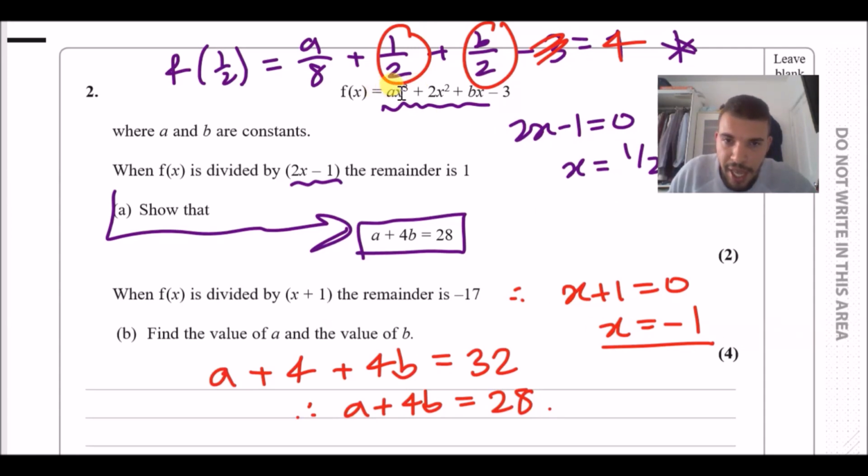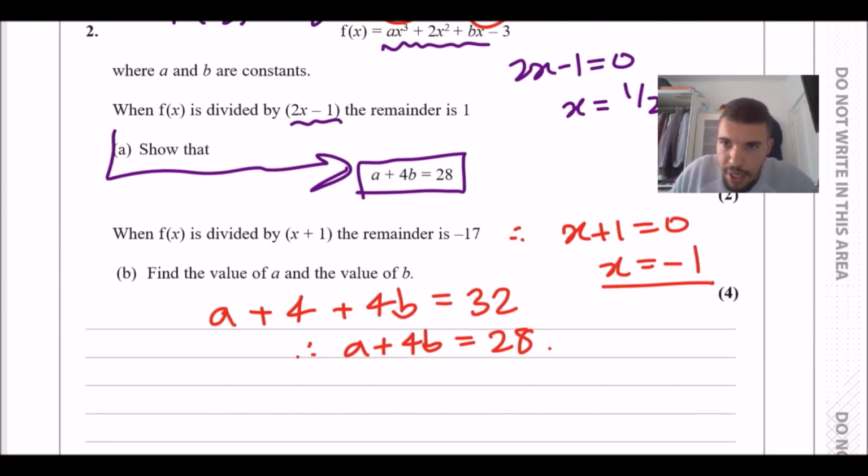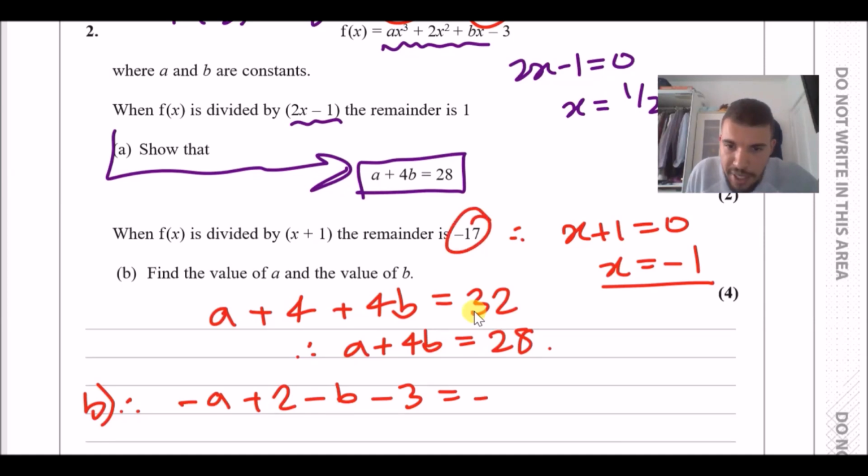So replacing x cubed with minus 1, so I'm going to go down a bit. Yep, that should be okay. Okay, so part B. We're going to have minus a. Now replace minus 1 in the x squared, becomes positive 1, so 2 times 1 is plus 2. You can put this all in your calculator, just the normal numbers. Bx becomes minus b, and then minus 3, and it must equal a remainder of minus 17.